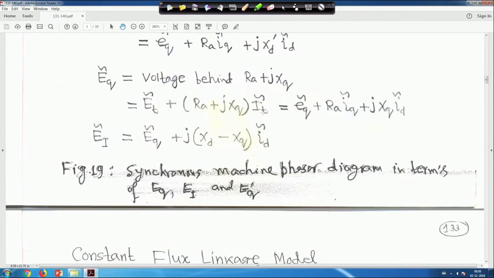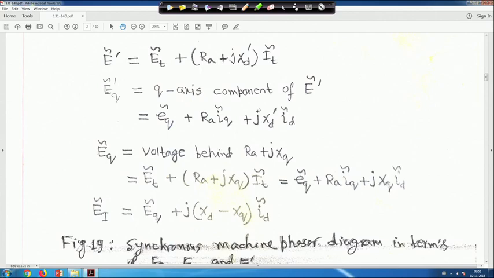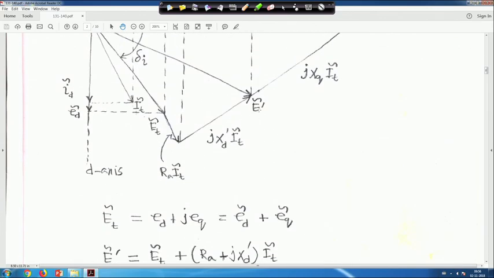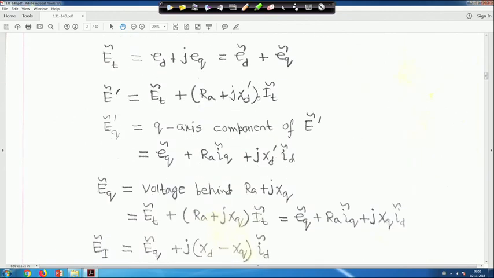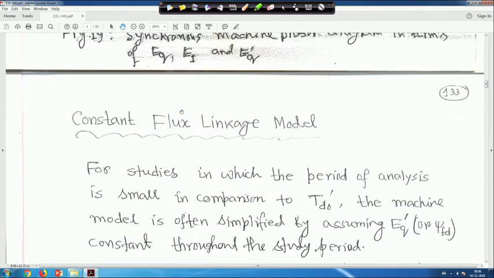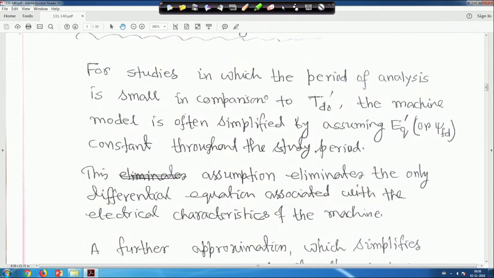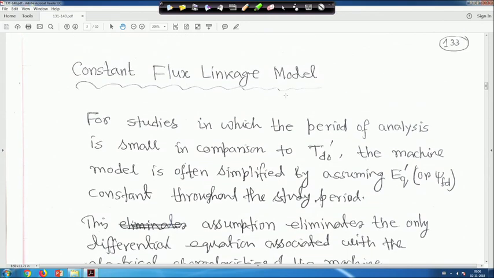So, that is your phasor diagram, and this is your x_q and this is I_d. Let me have a look, x_d I, x_q I_t tilde. So, this is the phasor diagram. Now, next is the constant flux linkage model, right, for studies in which the constant flux linkage model is used.